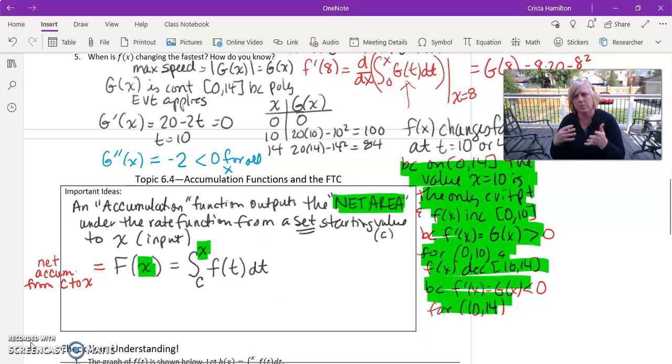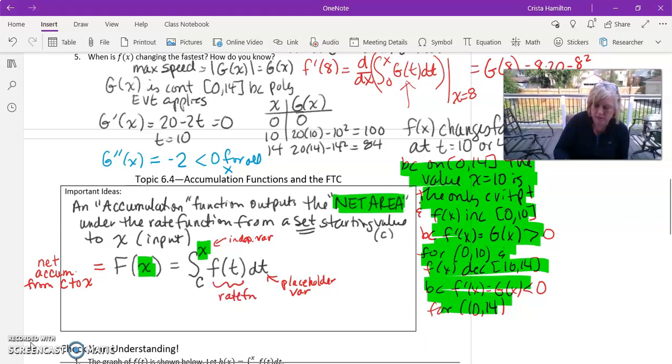The second part, there's another part of FTC that's going to talk about the relationship of this net accumulation function to actual antiderivatives, but we'll come in with that a little bit later. So let's just remind you that this is your independent variable right here. This one is going to be your placeholder variable. This function in here is your rate function. And then out here, of course, is your net accumulation function that we're taking a look at.